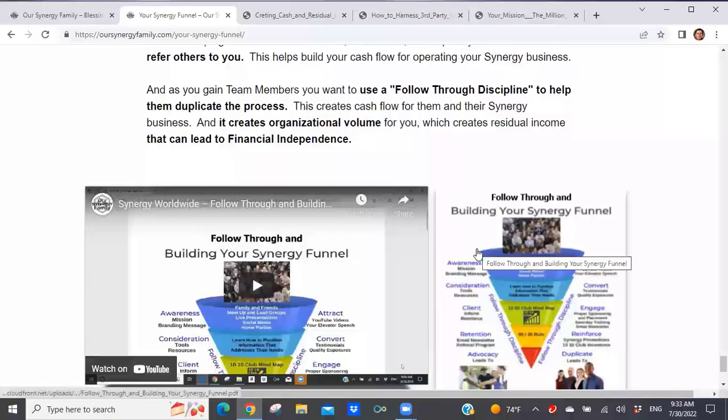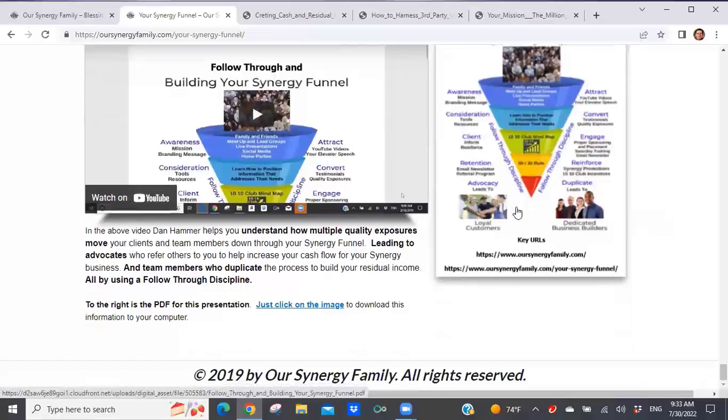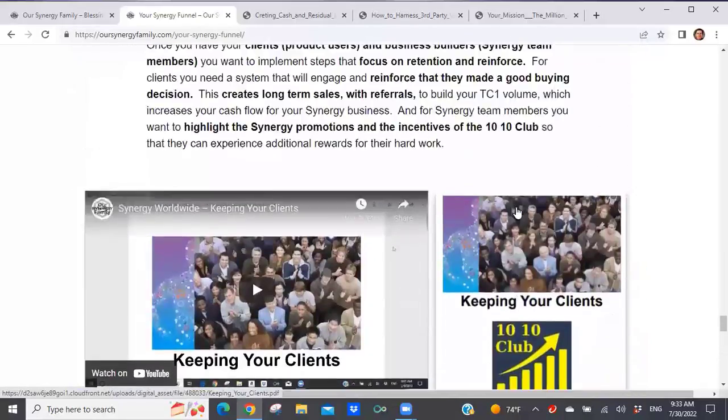So how do you help those customers become clients who become advocates for you? How do you help your business builders have success? So in their success, they can share their success with others, and they can become advocates for others to want to join them in the synergy business. Again, you can watch a Saturday presentation. You can look at the PDF. You can use this information to help you in this process of building your infrastructure.